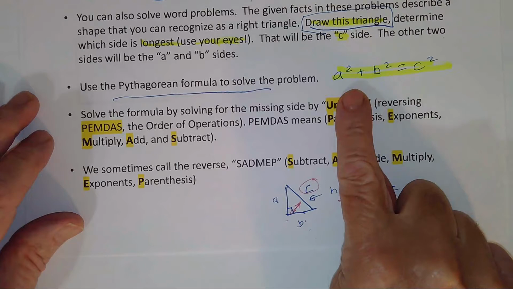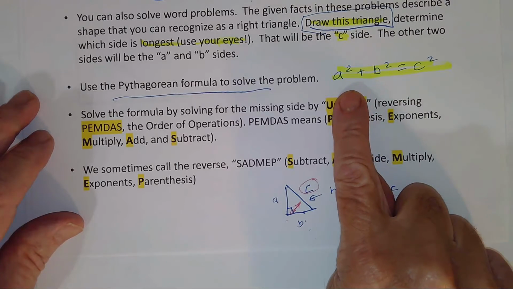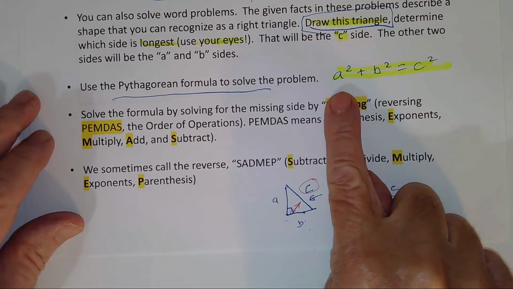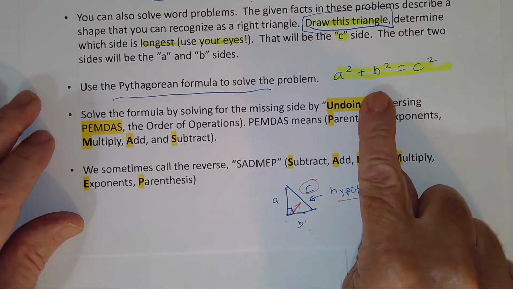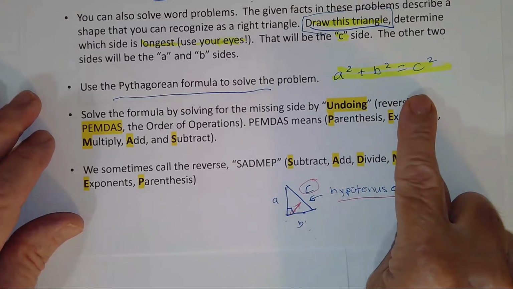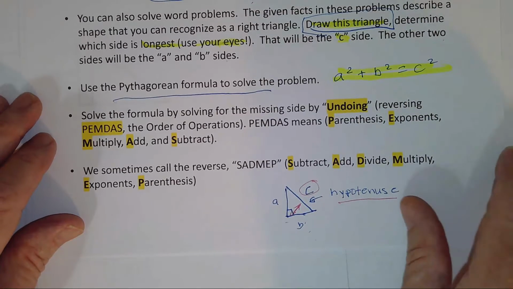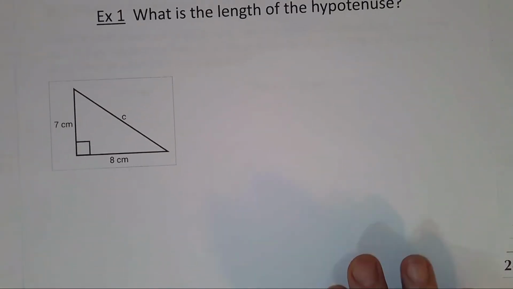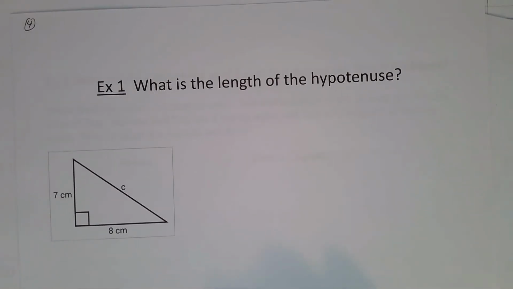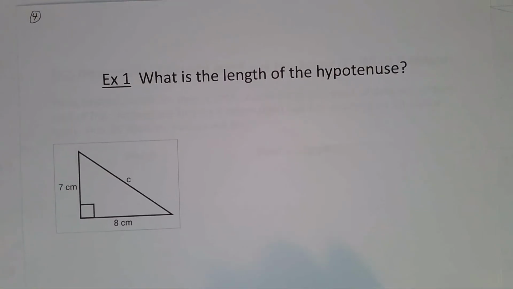So maybe A is the unknown. That means we want to isolate and solve for A. We'll get the values for B and C. Or maybe it's B that's the variable. Or, of course, it could be C. We'll see. All right, here is an example, very simple.